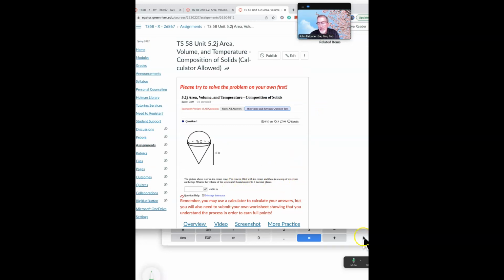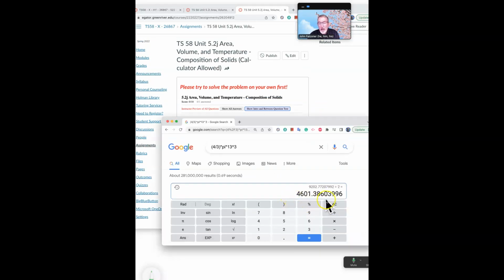Okay, so we're going to take 5, because we're rounding. So this is what we're looking at: 4,601 and 38,603 100,000ths. So I'm just going to write that number down: 4,601.38603. So that's how much is in the hemisphere. That's cubic inches of ice cream.